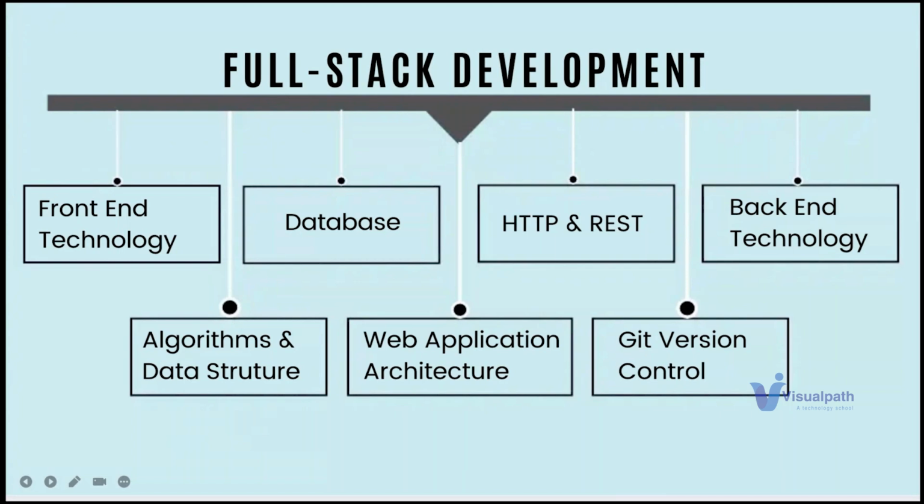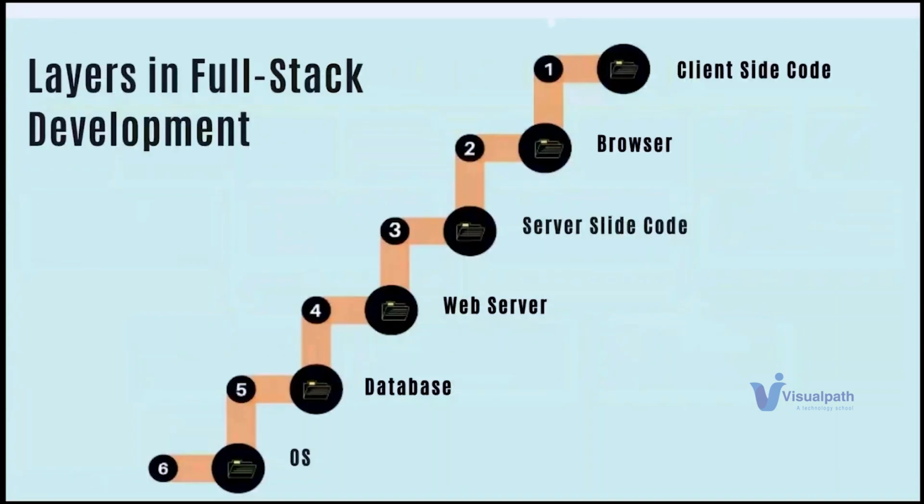The layers in full stack development are the client-side code, the browser which executes it, the server code we run, the web server, the backend application server, the database which we use, and the operating system. Operating system is nothing but the environment in which you deploy your application.